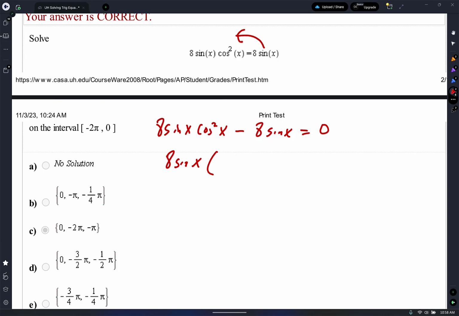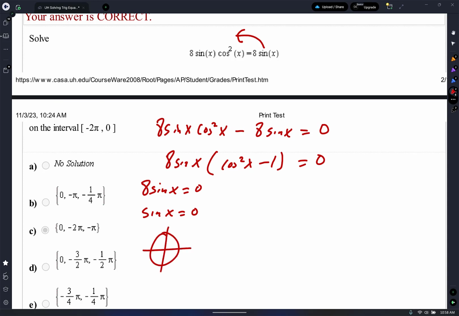If you factor out an 8 sine x, you're going to have cosine squared x minus 1 equals 0. So then I say, well, the only way that's going to be 0 is if 8 sine x equals 0. If I divide both sides by 8, that means that sine x equals 0. On the unit circle, that happens here and here. So look at the domain, negative 2 pi to 2 pi. It goes all the way to 0, so negative 2 pi, negative pi, and then back to 0.